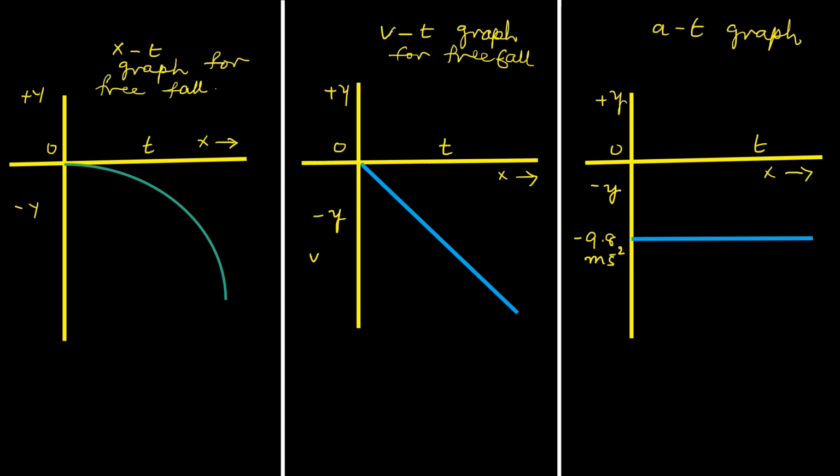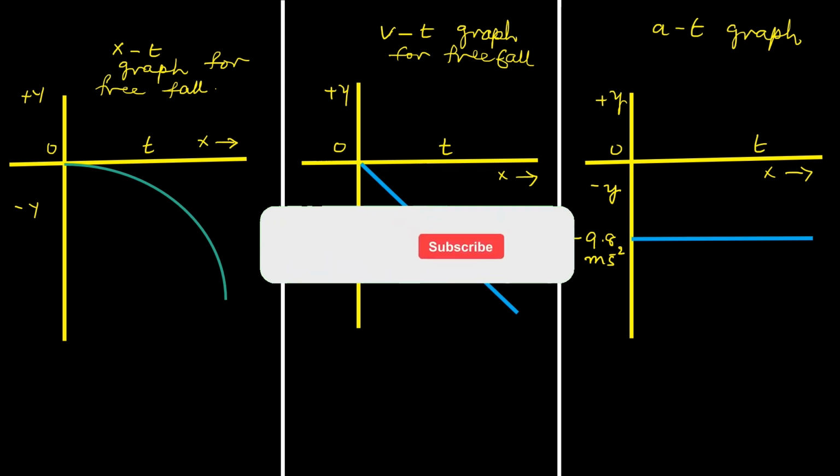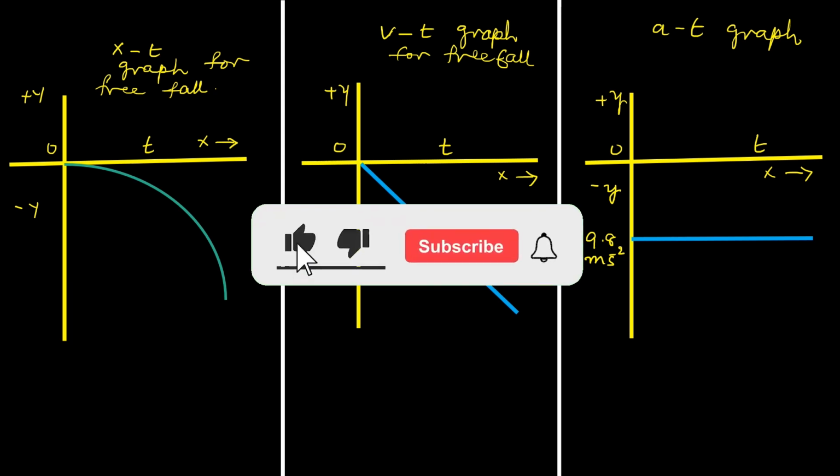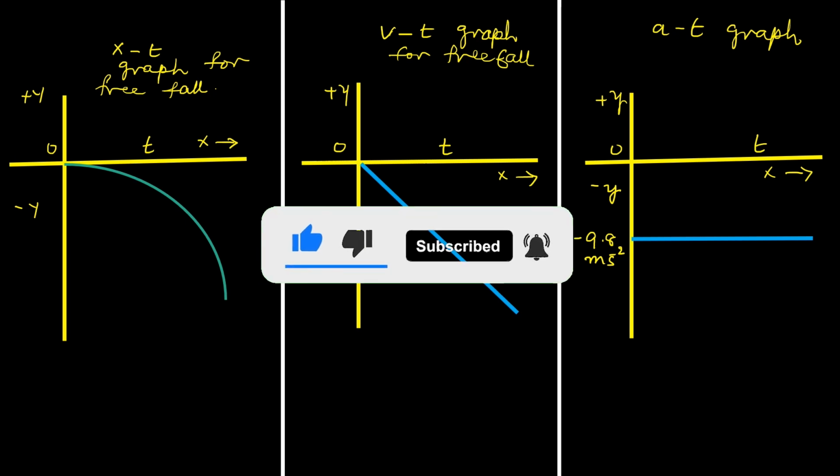Before I wind up, go back to position time graph. Look at the shape of the graph for position time graph. The position is not increasing by the same amount. It is increasing, but it is increasing slowly. So it is in the form of a curve directed downward.